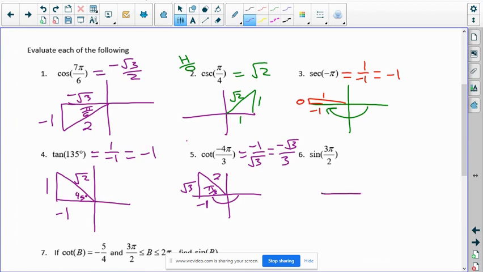The sine of 3 pi halves, that would be representing the axes down below, where you have this 0, negative 1 to 1 ratio. The sine is the opposite over the hypotenuse, so you have negative 1 over 1, which is negative 1.